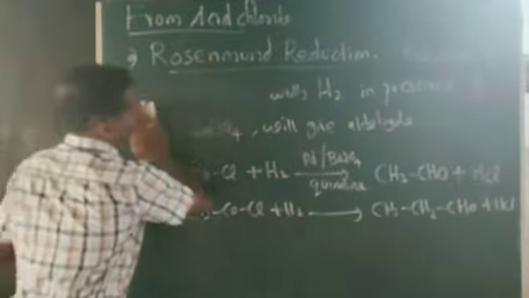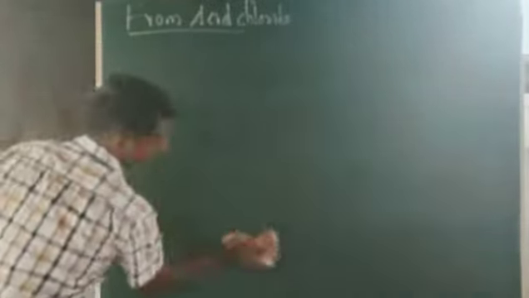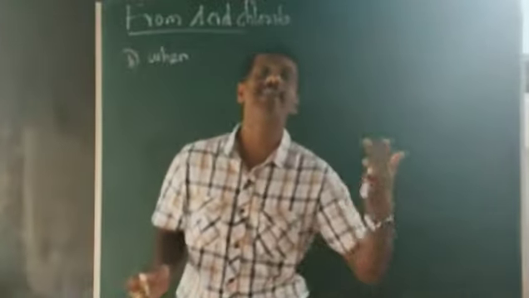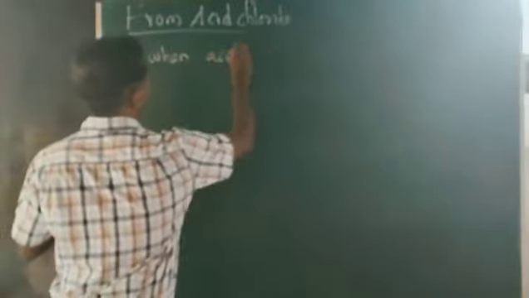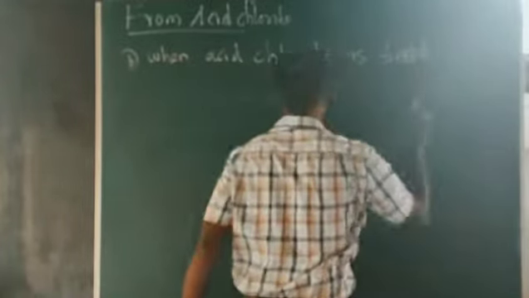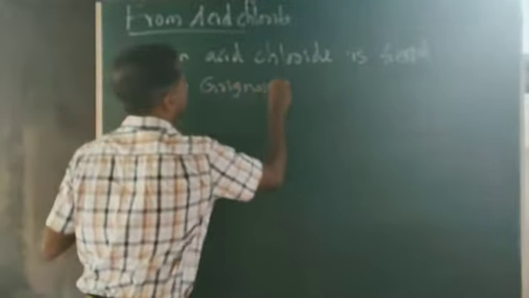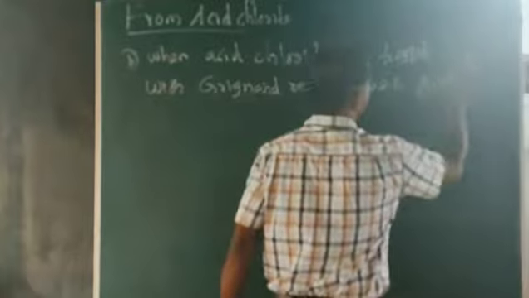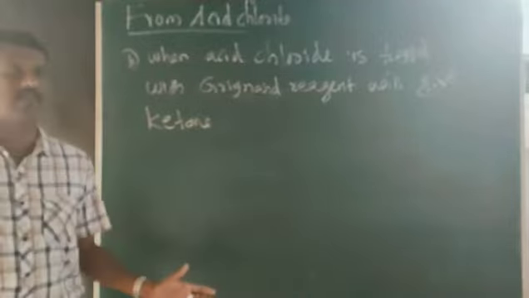Now, B. When acid chloride is treated with the Grignard reagent, we get ketone. Okay, when acid chloride is treated with the Grignard reagent, we will get ketone.